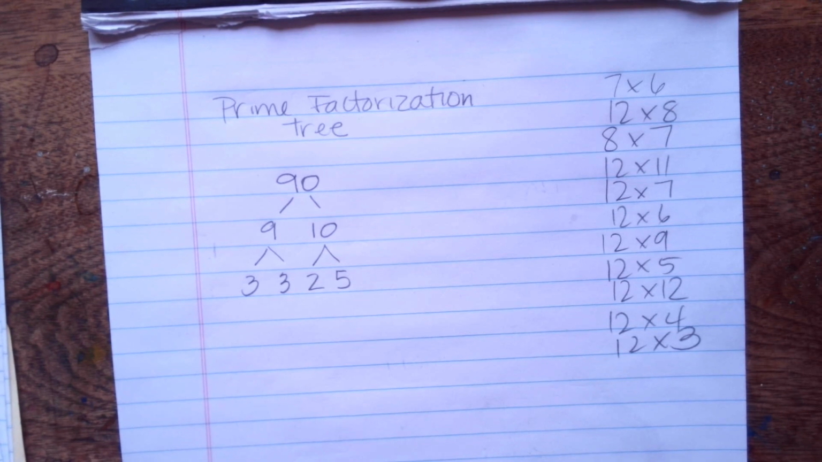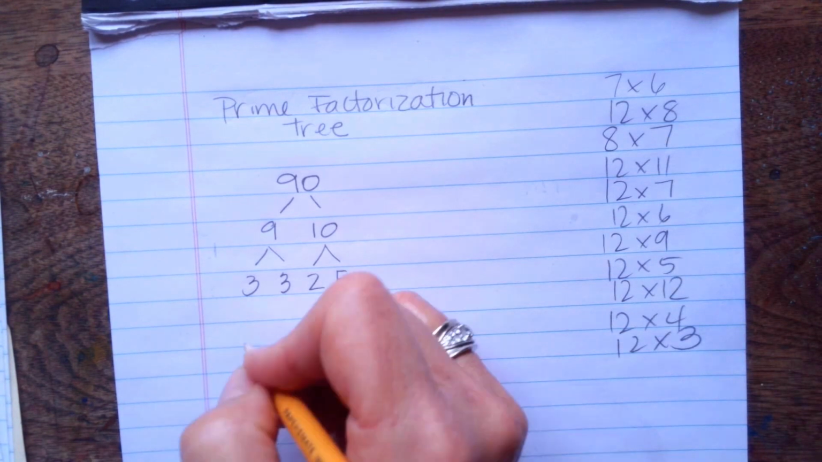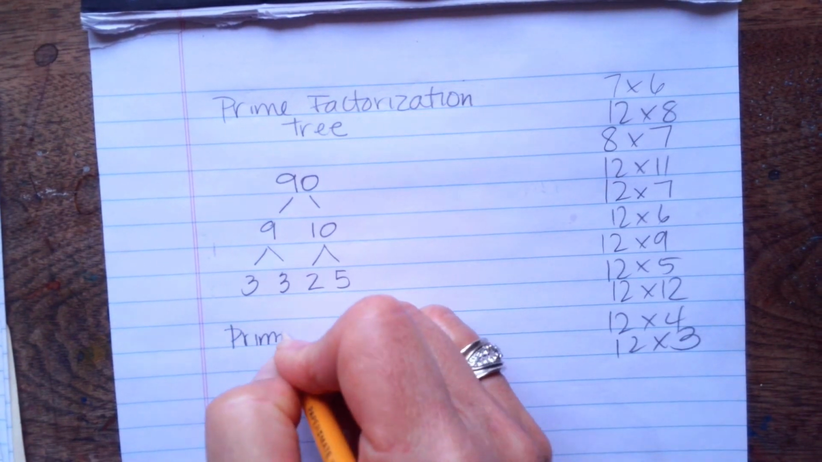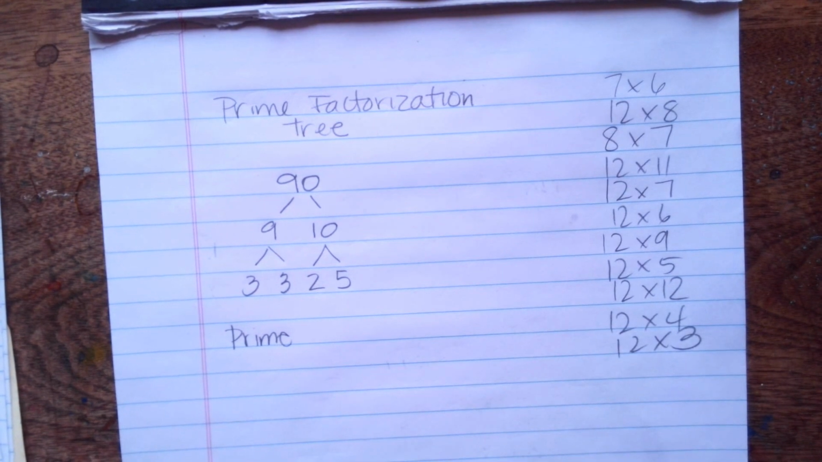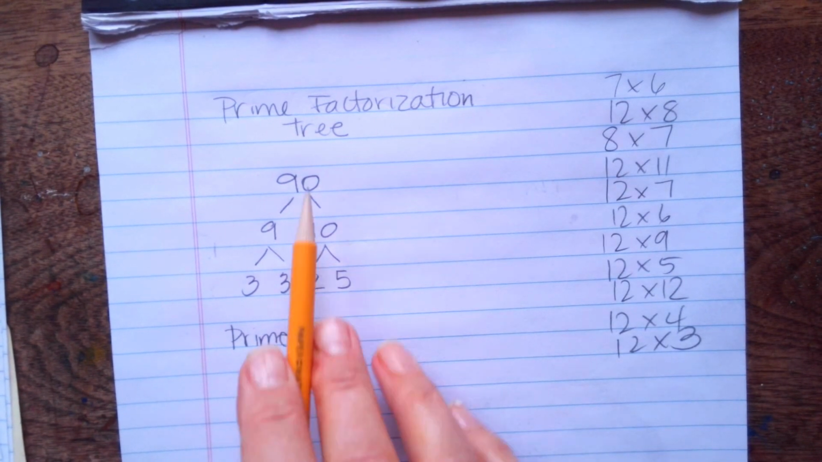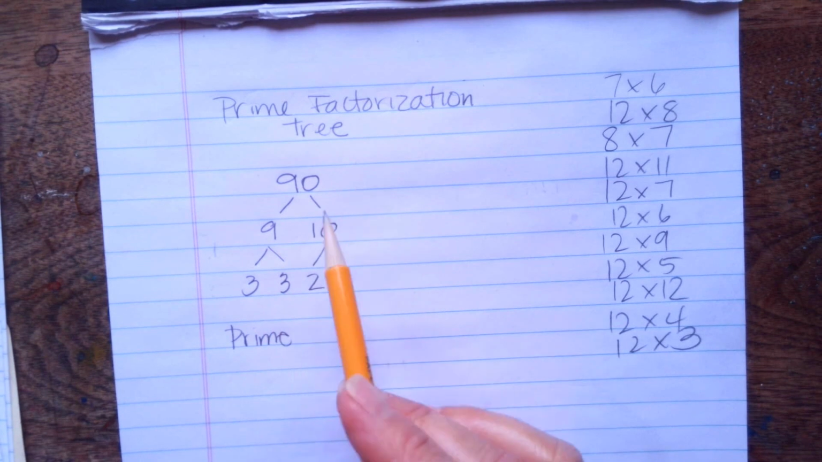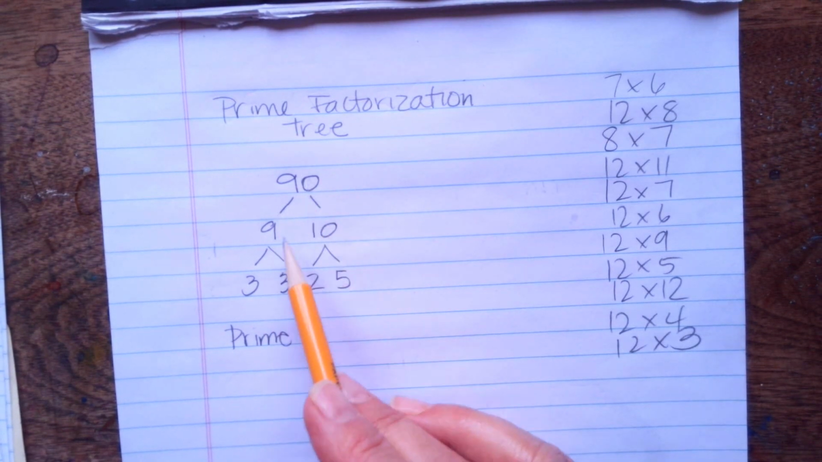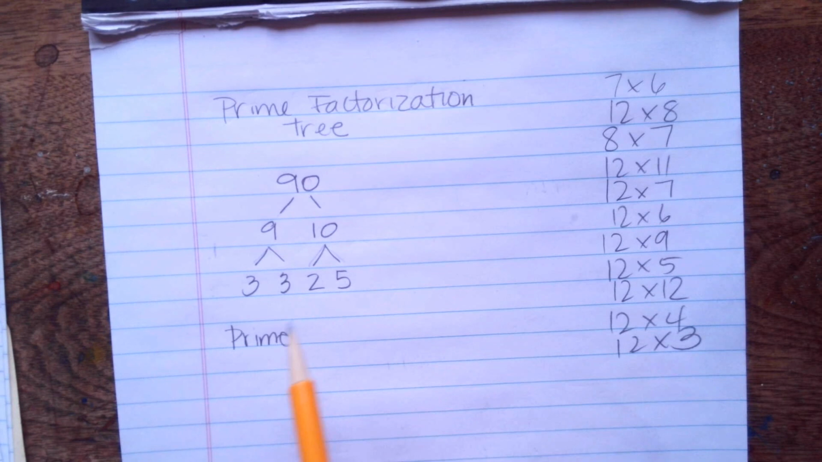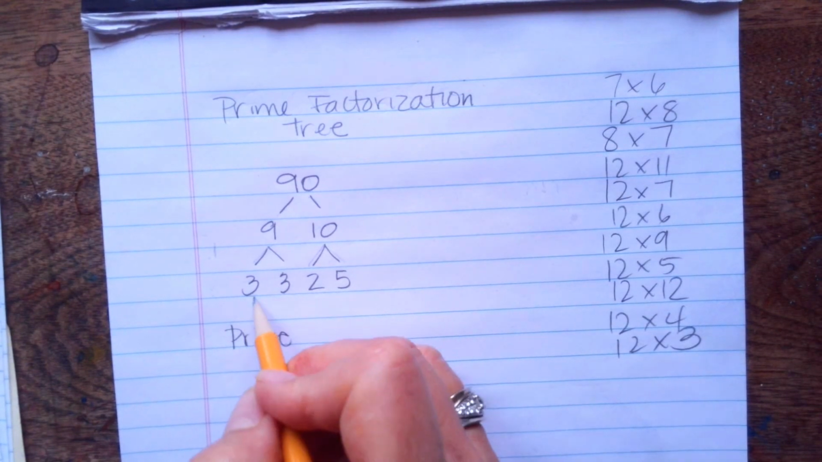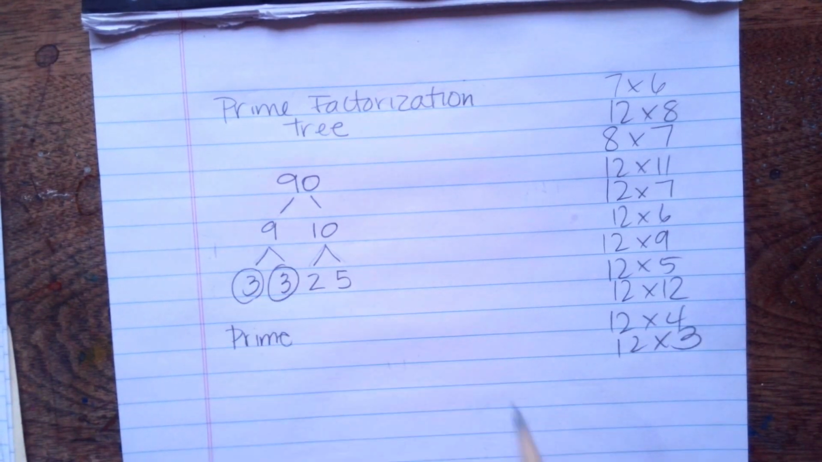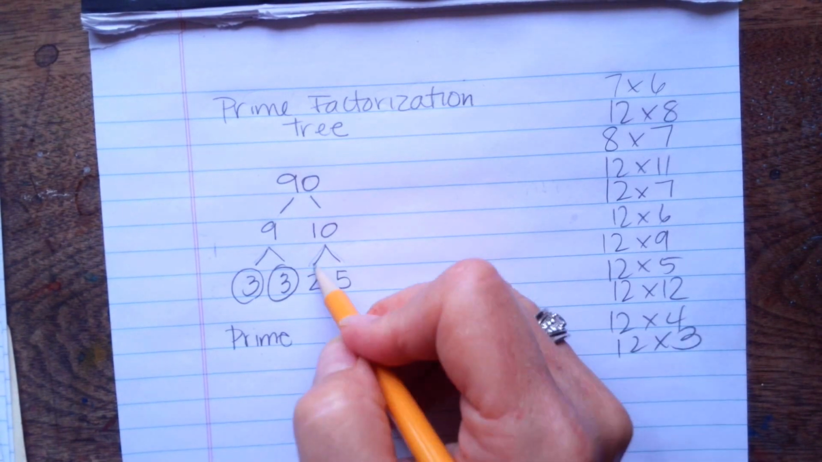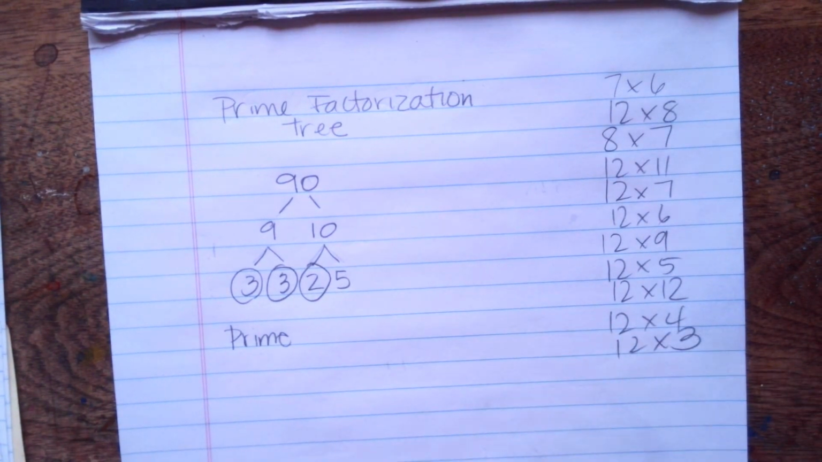As soon as we get down to where the only thing that goes into the number is 1 and itself, we call that a prime number. There's no other numbers that can be divided into it. That's why it's called a prime factorization tree. We're factoring down in a tree until we get to all prime numbers. So 1 times 3 is the only way to make 3. 1 times 2 is the only way to make 2. And 1 times 5 is the only way to make 5.